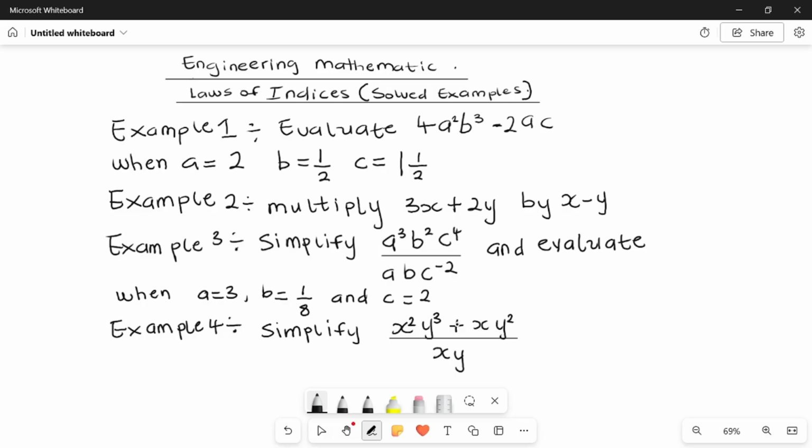We're going to solve some examples from our knowledge of the laws of indices. Remember, in our previous videos, we talked about the laws of indices. I defined some terms related to the laws of indices and I showed you each law and how they operate. You can check it out in our previous video.